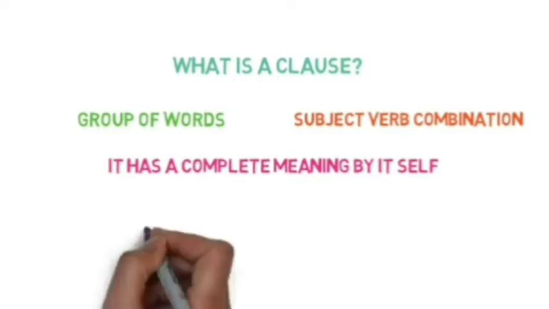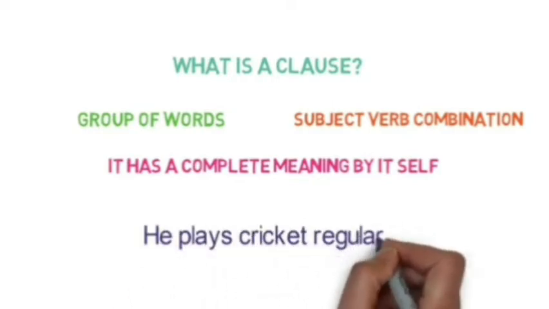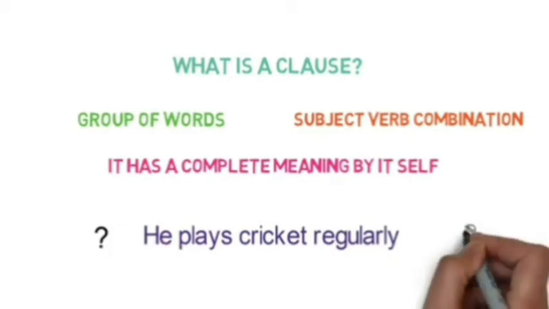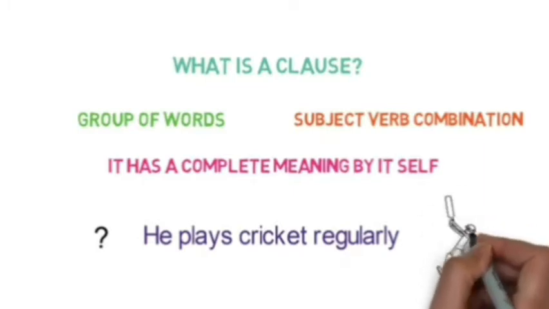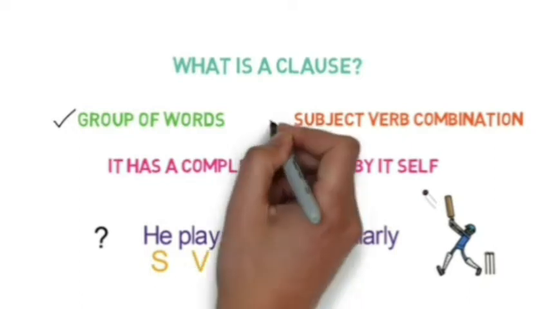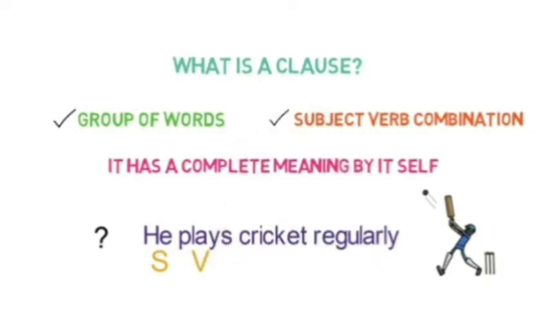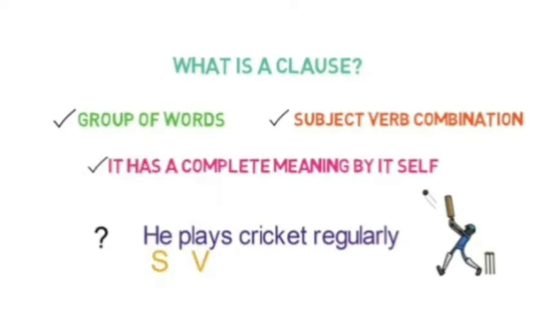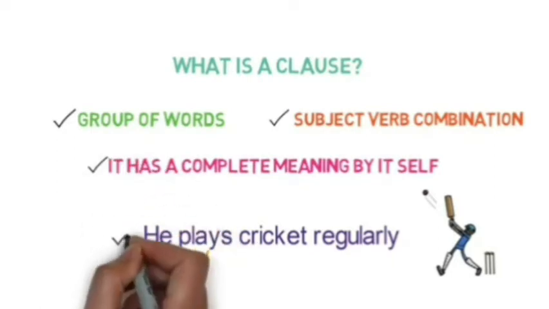For example, he plays cricket regularly. Now, is this a clause? For that, we will check whether it is satisfying all the three conditions that we just discussed. Is it a group of words? Yes, it is. Here, he is the subject, plays is the verb, so it has a subject-verb combination. And the whole sentence, he plays cricket regularly, makes complete meaning by itself. Hence, we can say it is a clause.